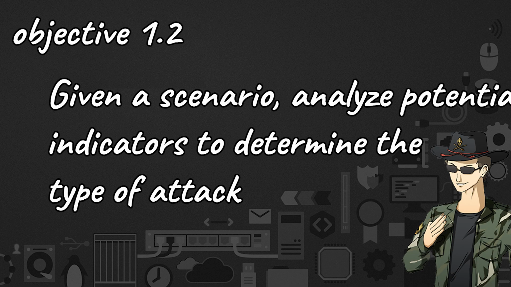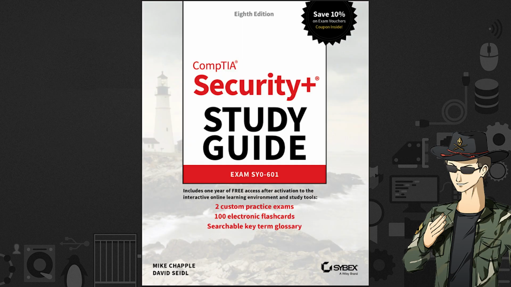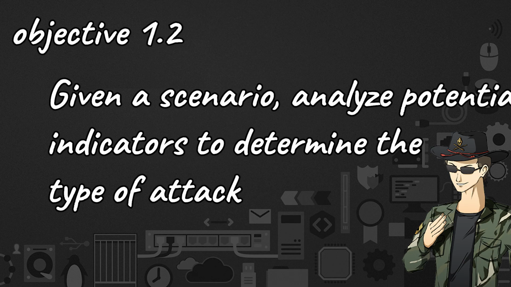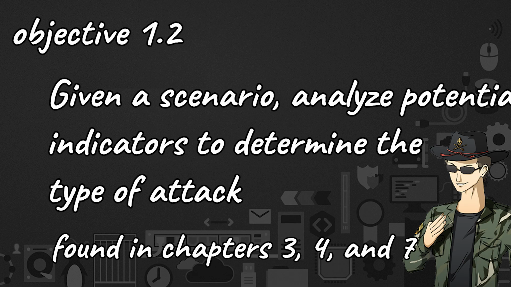But today we're going to be taking a look at Objective 1.2 here up on the screen of the Security Plus CompTIA exam, where we are given a scenario to analyze potential indicators to determine the type of attack. Now, this comes from our textbook that we're using at panola.edu for some of our courses, the CompTIA Security Plus Study Guide for SY0-601 certification. And we're taking a look specifically in chapters 3, 4, and 7 for this particular objective.